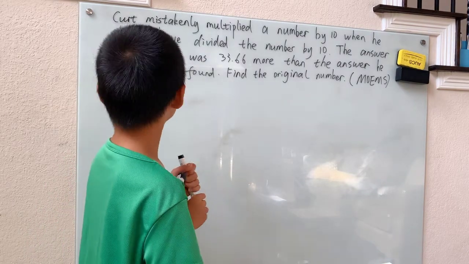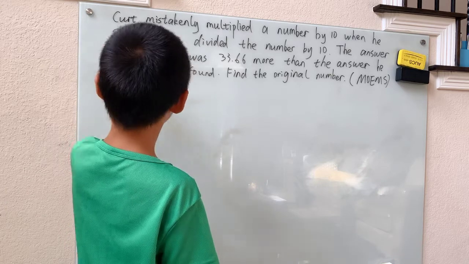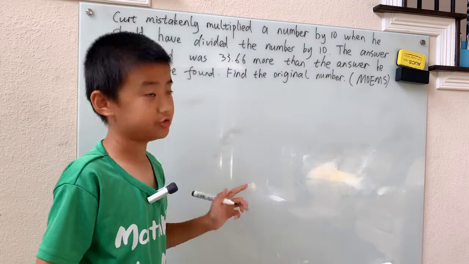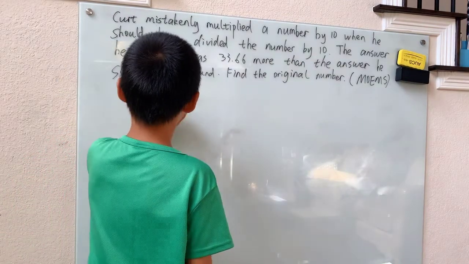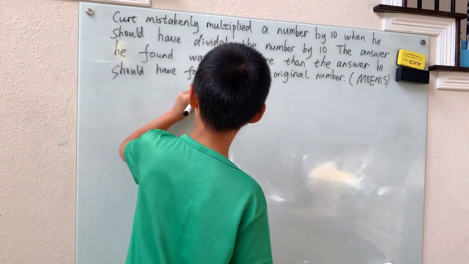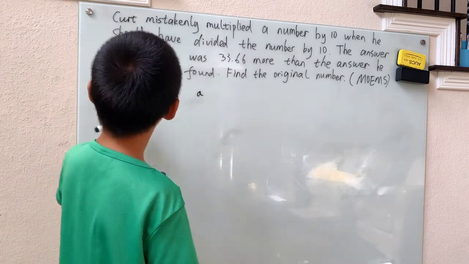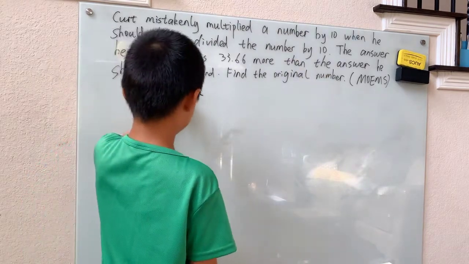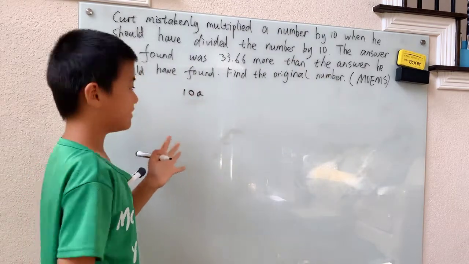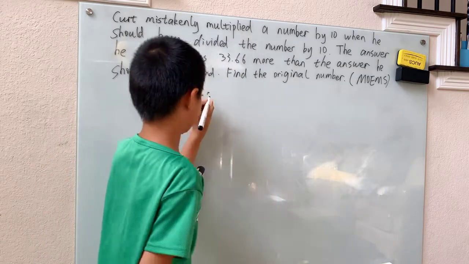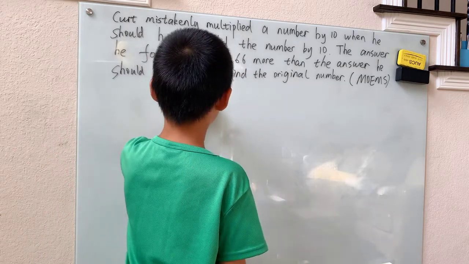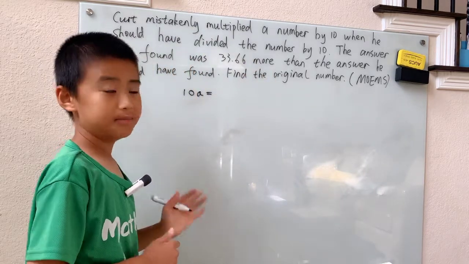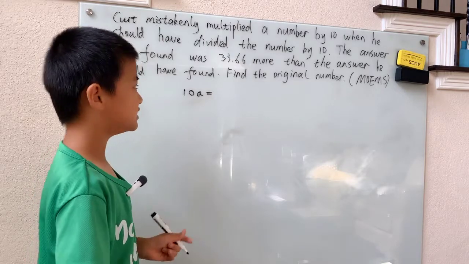That's much smarter. So, let me see. First, we assign a variable. That's the original number, which is a pretty good variable. Assign that, let's see, A. And Curt mistakenly multiplied a number by 10. That means what Curt did was he multiplied A by 10 and got 10A. Now for an equation, we need an equal sign, so put that in. Now he should have divided by 10. That means if he divided by 10, he chose A divided by 10 instead.